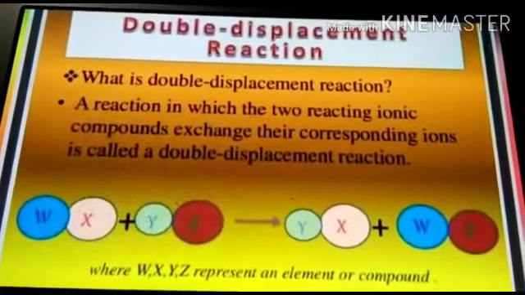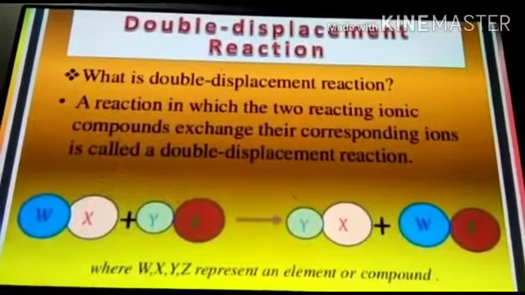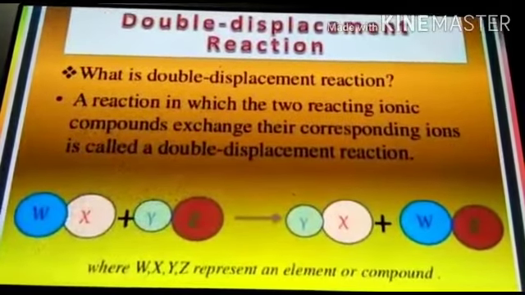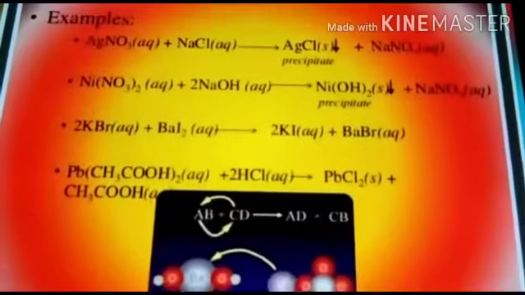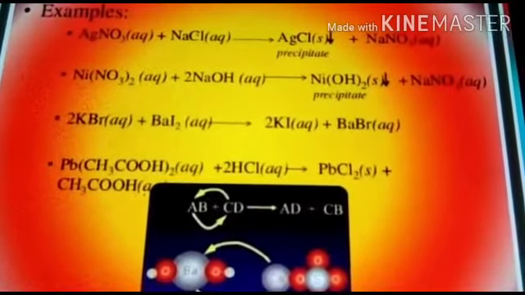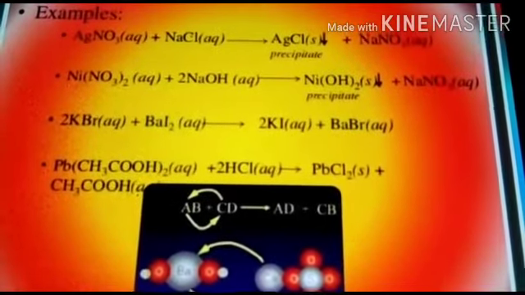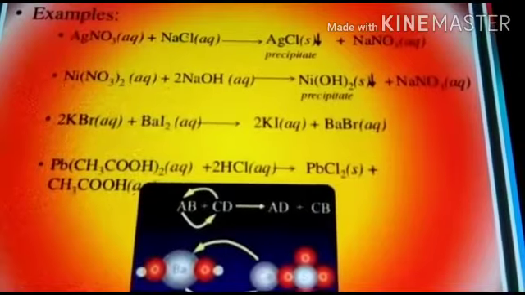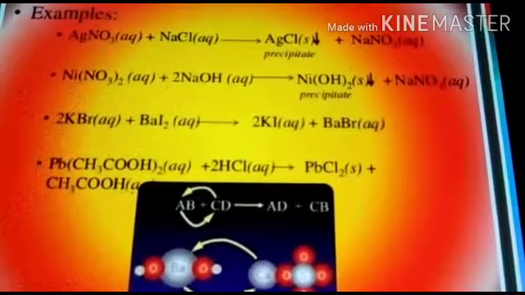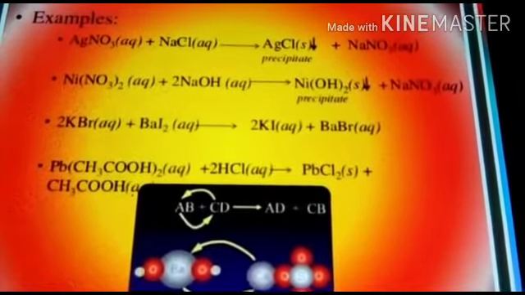A reaction in which the two reacting ionic compounds exchange their corresponding ions is called a double displacement reaction. Let us see some examples of double displacement reaction. Silver nitrate reacting with sodium chloride forming silver chloride plus sodium nitrate. Nickel nitrate reacting with sodium hydroxide forming nickel hydroxide plus sodium nitrate.